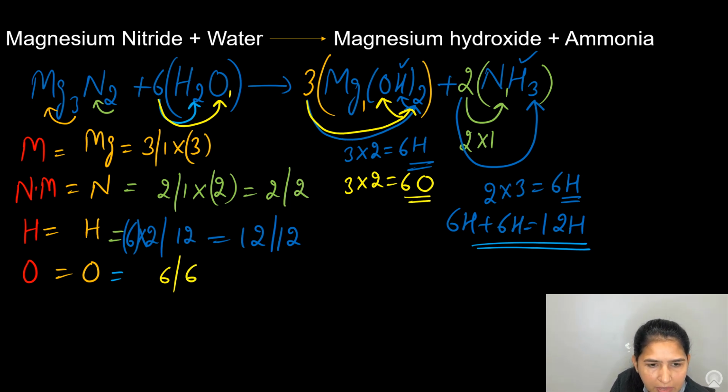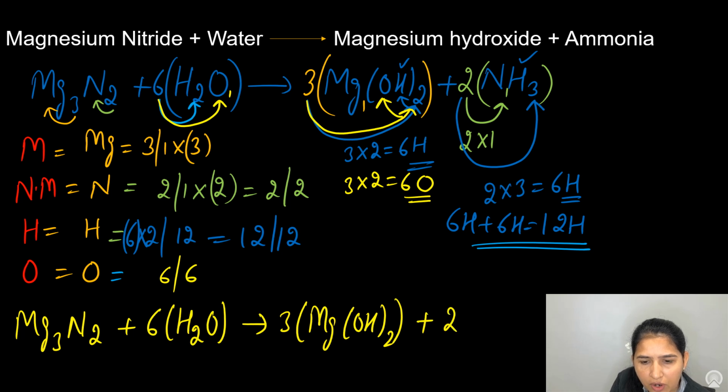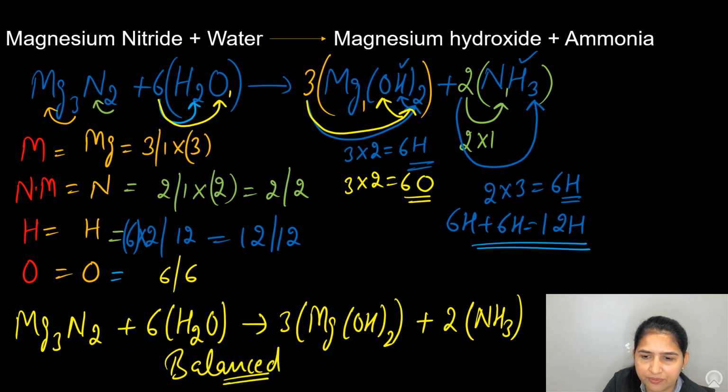So I got my balanced equation, which is Mg3N2 plus 6 molecules of water, and then I will get 3 of magnesium hydroxide and 2 of ammonia. So this is my balanced equation. So let's jump into the next example.